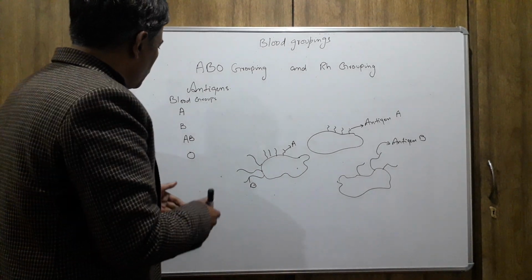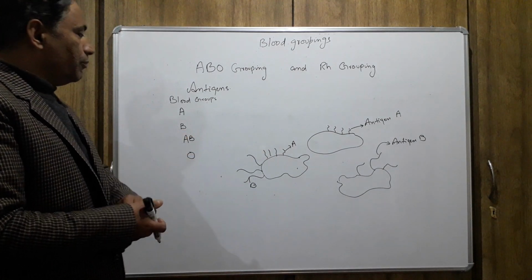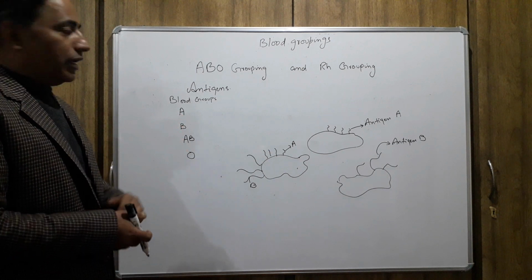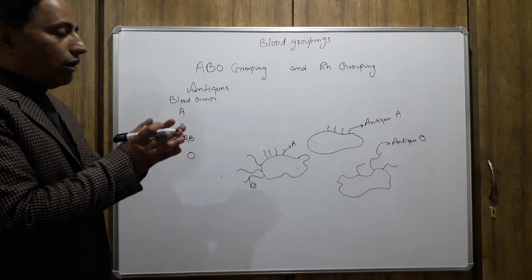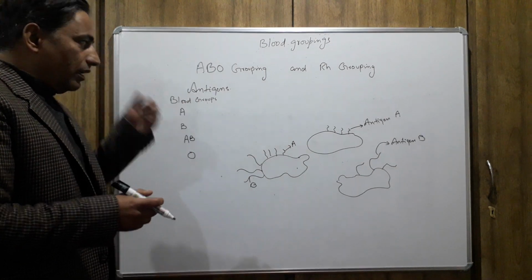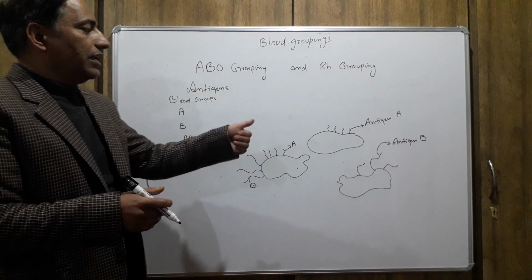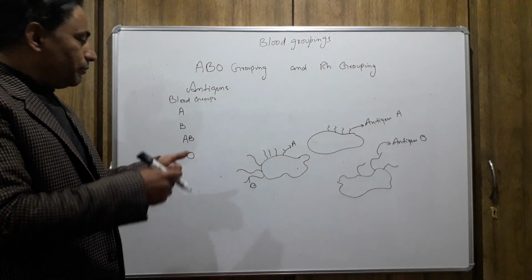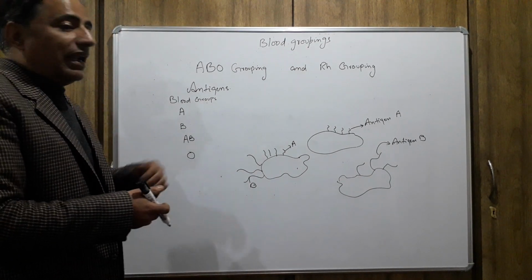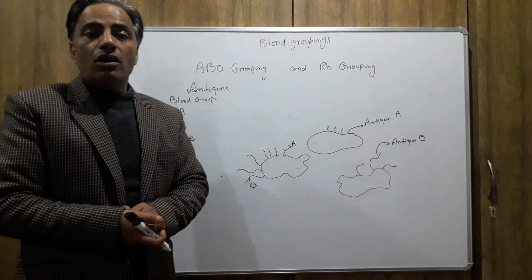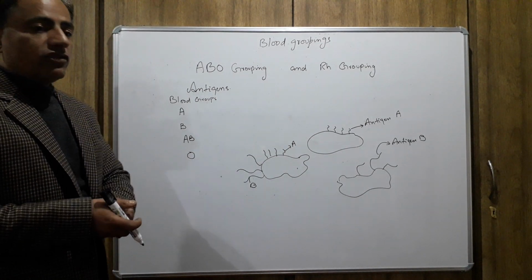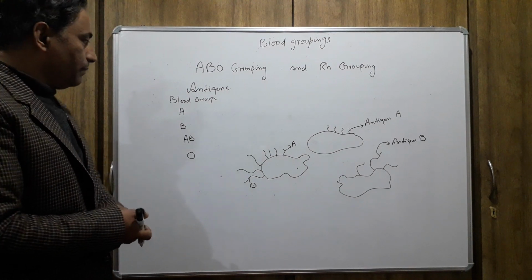Okay, so up to now you have learned that there are four types of blood groups existent among the human population: A, B, AB, and O. In blood group A, the antigen is antigen A. In blood group B, the antigen is antigen B. In persons with blood group AB, the RBCs contain both antigens combined on their surface. And those individuals with blood group O do not contain any of the antigens.